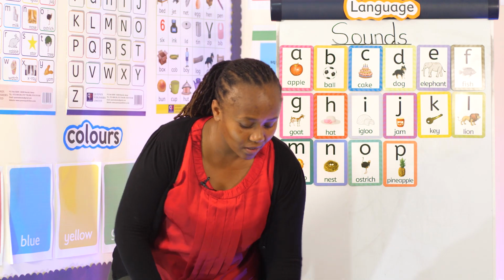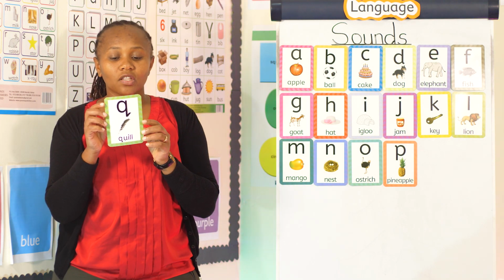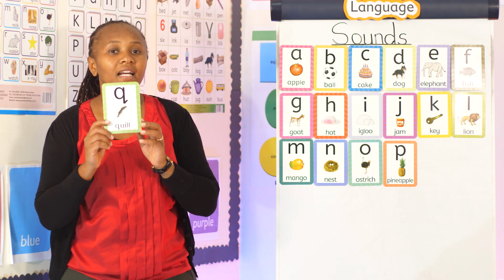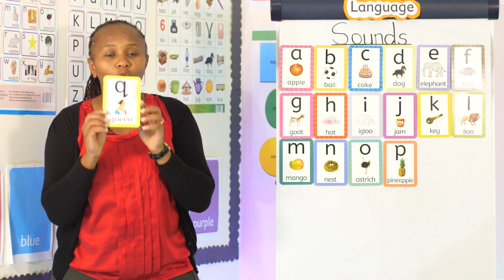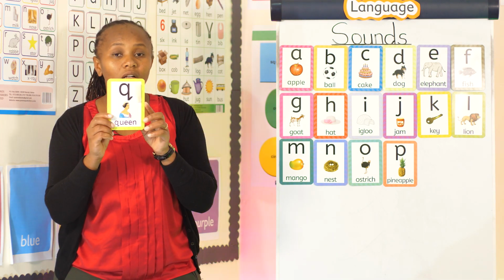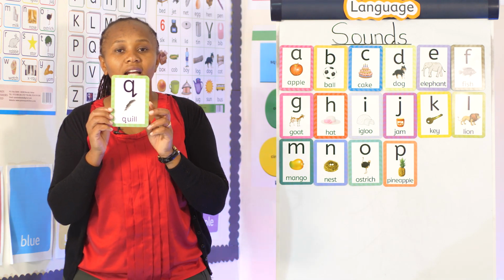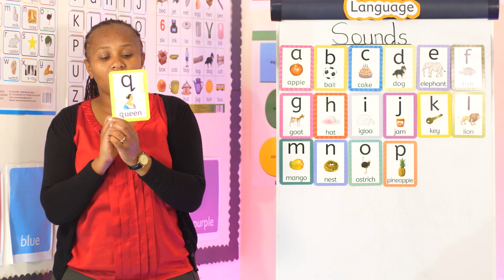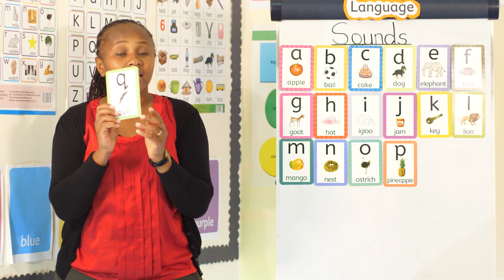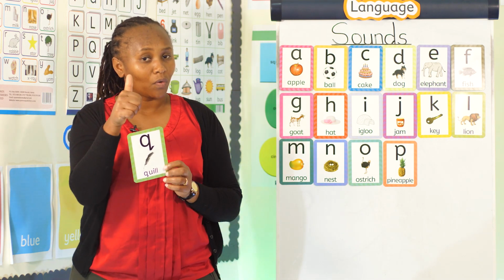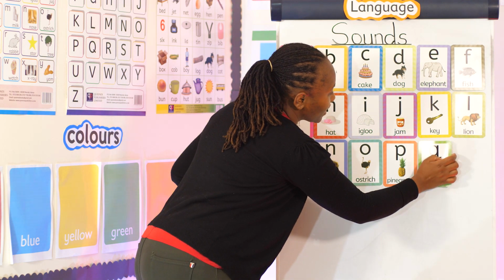Okay, after P, we go to sound. I want to show you another sound here. Sound. This one is also called K. Say K. K, queen. K, queen. Okay? Sound K, queen has another picture. It's called a quill. Say K, quill. K, queen. Sound K, queen and K, quill. Well done. I'm going to stick my sound K there.